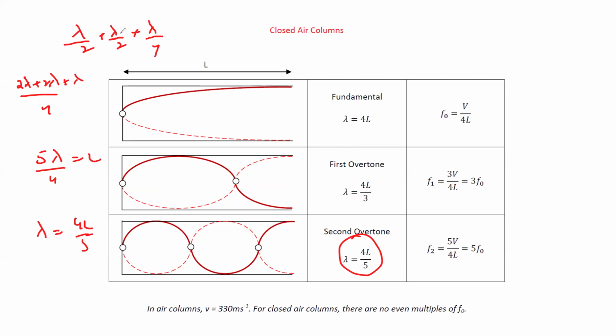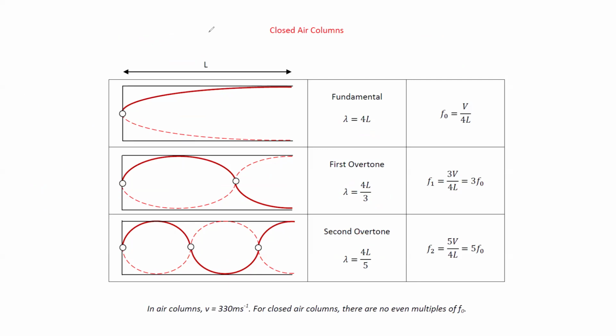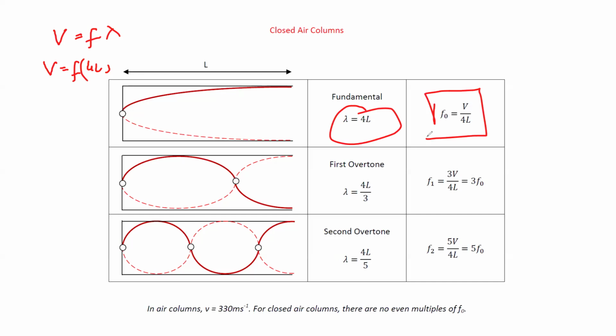And if we need the speed of the wave, how do we work out the frequency? So we have the formula V equals F lambda. V is the speed, F is the frequency, and the wavelength is 4L. So this is multiplied, so on the other side it is divided. We'll get the frequency as V over 4L.